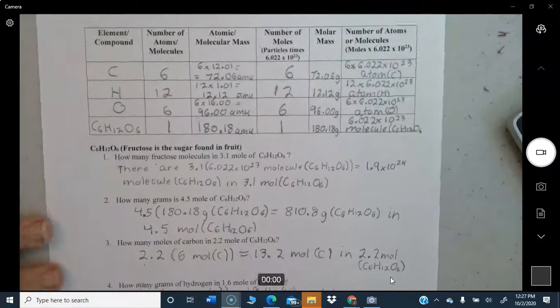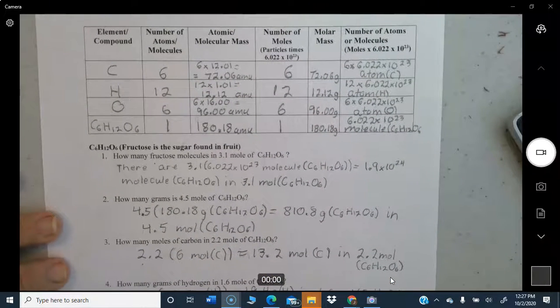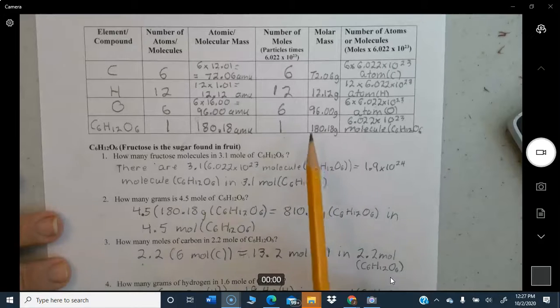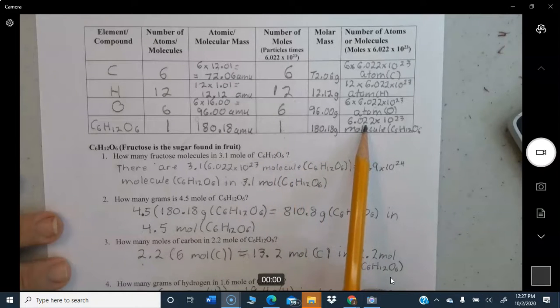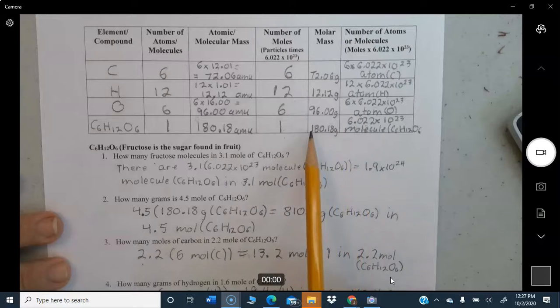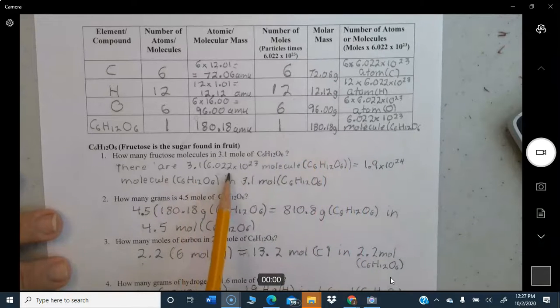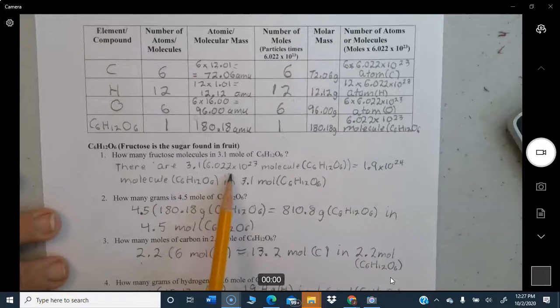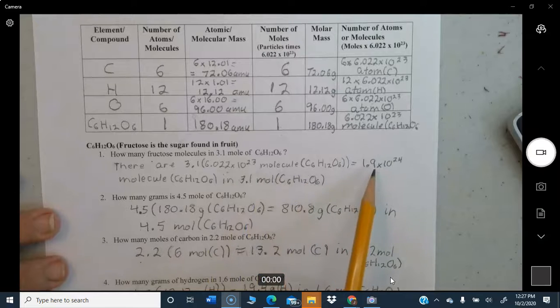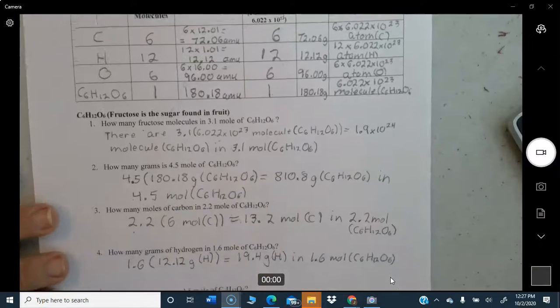All right. So how many fructose molecules in 3.1 moles of fructose? In 1 mole of fructose, there's a mole, that number. So in 3.1 moles, there's 3.1 times that number of molecules, and that gives you 1.9 times 10 to the 24th molecules of fructose in 3.1 moles of fructose.